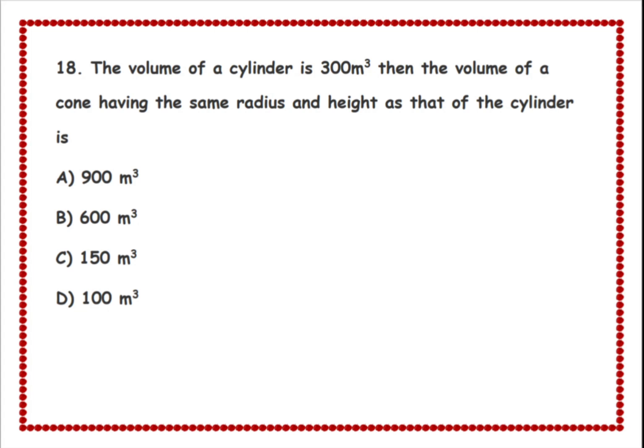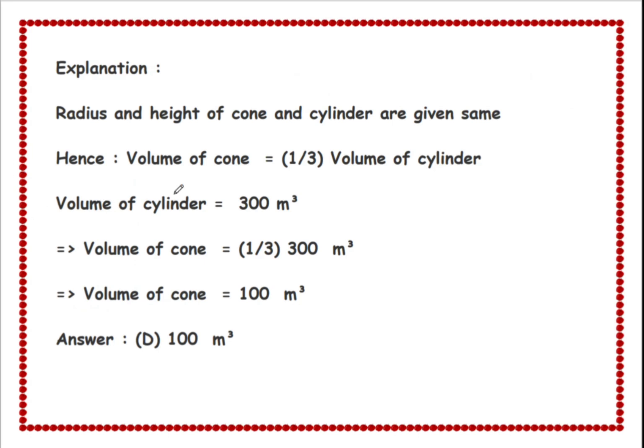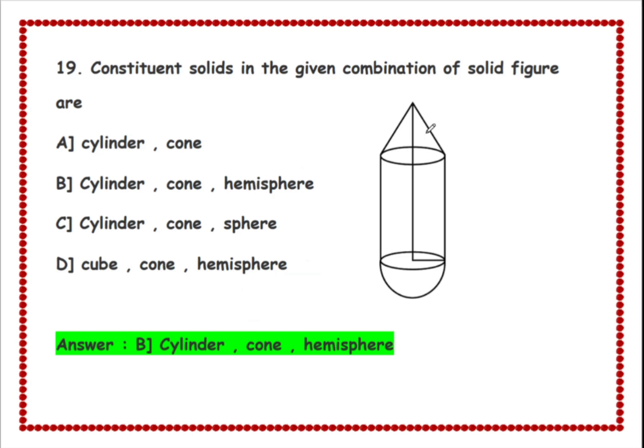Therefore, volume of cone equals volume of cylinder divided by 3, that is 300 divided by 3, we get 100 meter cube. Therefore, the correct answer is option D, 100 meter cube. In case they ask you to find out the volume of a cylinder, just multiply the volume of cone by 3. Here you need to find the volume of cone, so you need to divide the volume of cylinder by 3. Now moving to the next question.